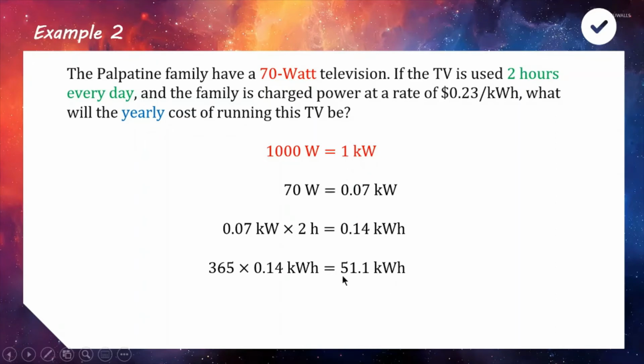Now, if we're going to use 51.1 kilowatt hours over the year, and for every kilowatt hour we have to pay 23 cents, well, we just need to multiply this number by 0.23, and we'll get how much money this is going to cost us. So that's our final step. We just need to do 51.1 kilowatt hours multiplied by 23 cents, and we get $11.753, which we'll just round to 75.